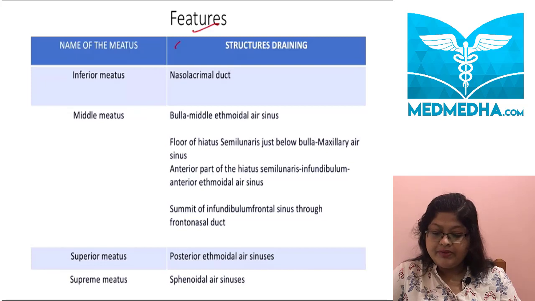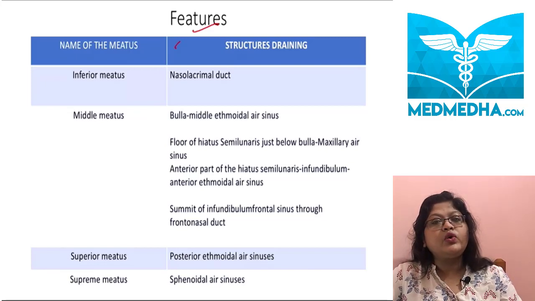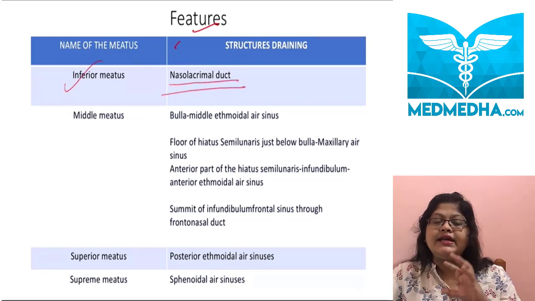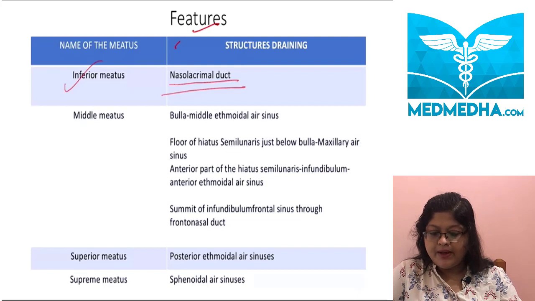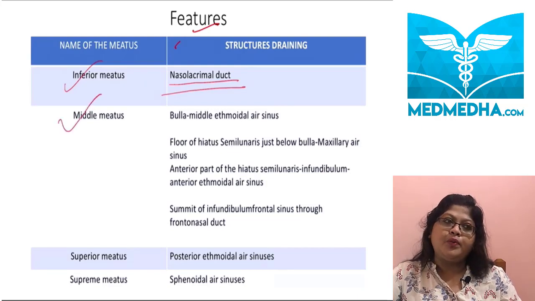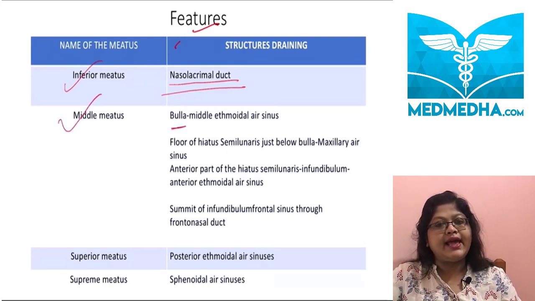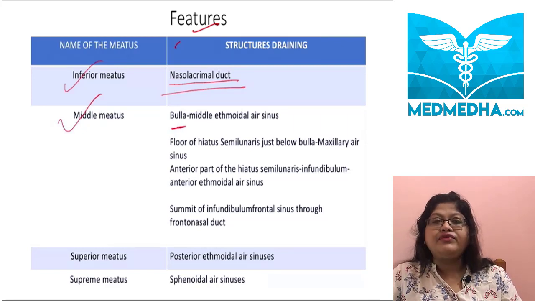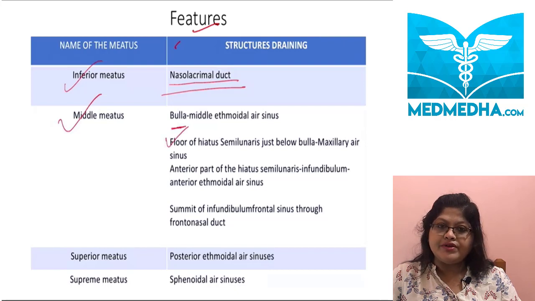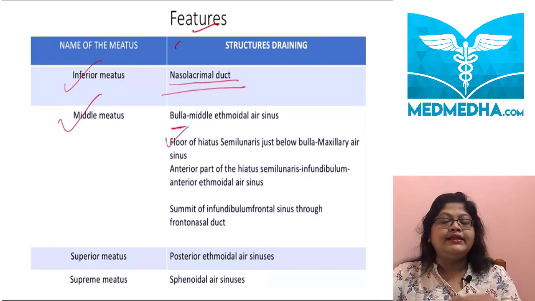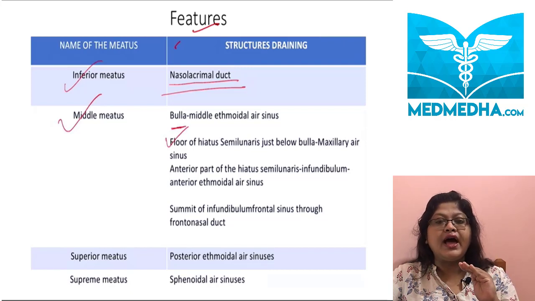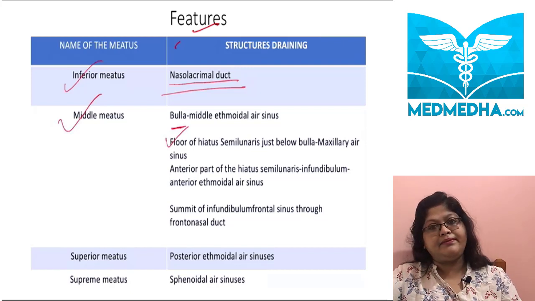Let's see how. The inferior meatus has the opening of the nasolacrimal duct. The middle meatus has a swelling which is known as bulla. The bulla has the opening of the middle ethmoidal air sinuses. Then we come to the floor of the hiatus semilunaris. What is hiatus semilunaris? There is a slit-like gap just between the bulla and the floor of the middle meatus.